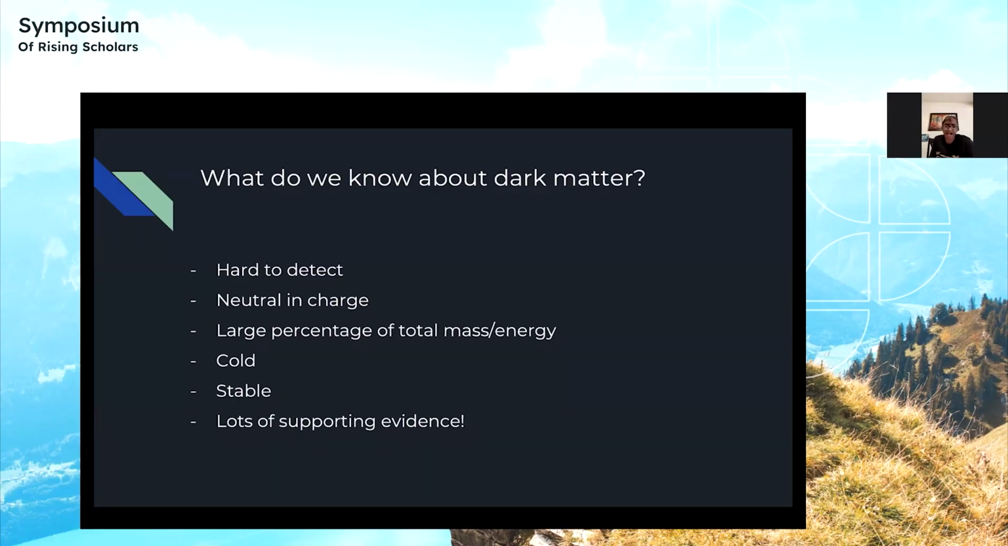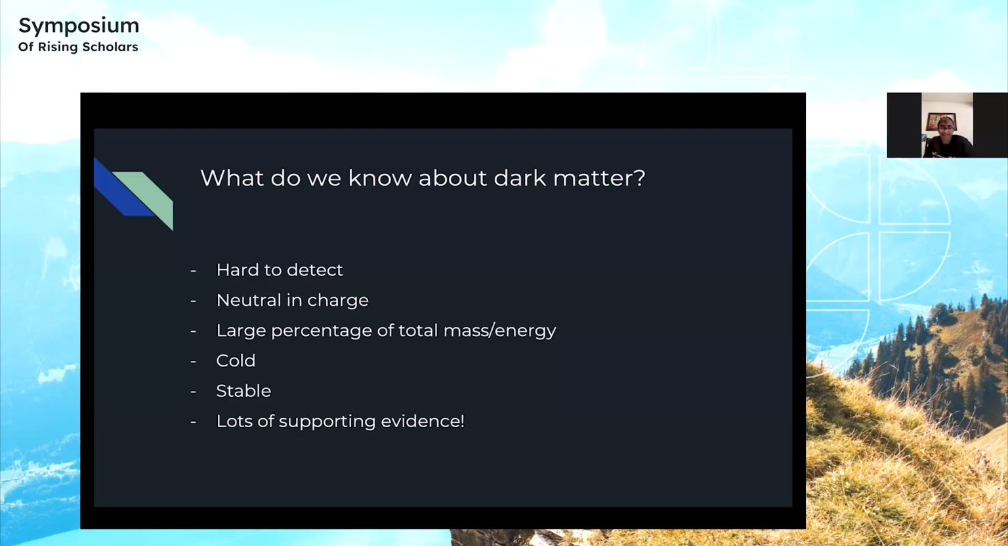It's a hypothetical particle in the universe that's invisible to the eye and can't be detected using technology. It's extremely hard to detect because it only interacts with normal matter, protons and neutrons, that sort of stuff, via gravity. It's also theorized to be neutral in charge, and it accounts for a large percentage of the universe's total mass. It's classified as cold, which means it moves slower than its theorized hotter counterparts.